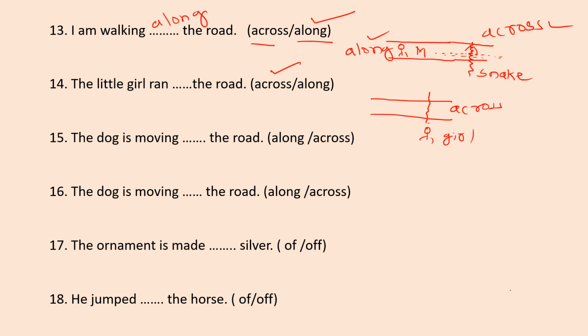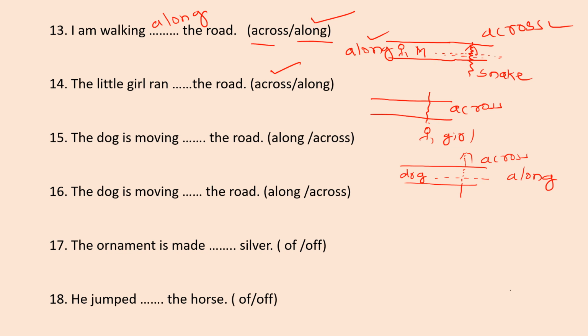So 15th. The dog is moving dash the road. What will be the answer here? I have written two similar examples, so you will get more clarification. The dog is moving, and here one road is there. Suppose the dog is moving like that, it is along. Suppose the dog starts to move across like that, it is called across.